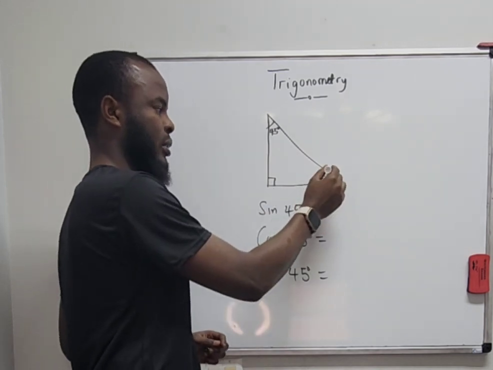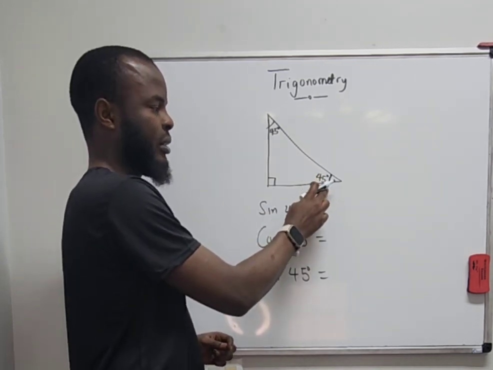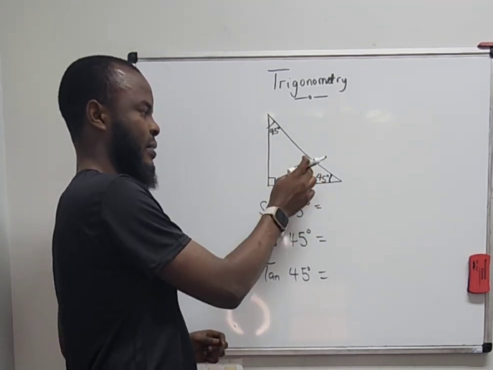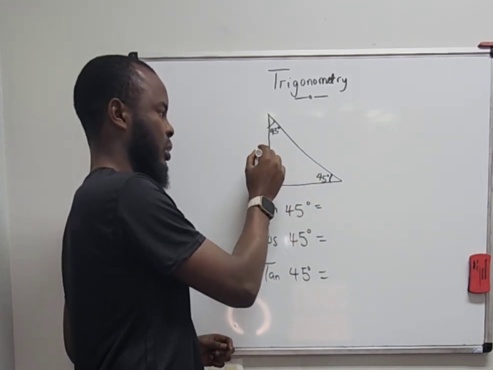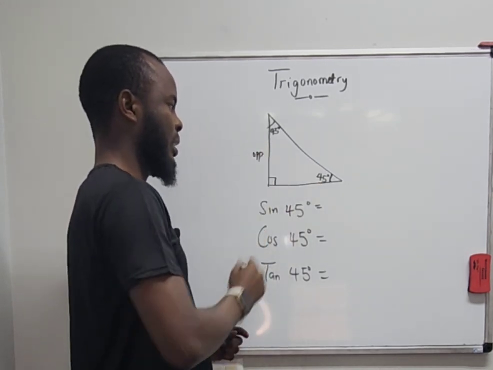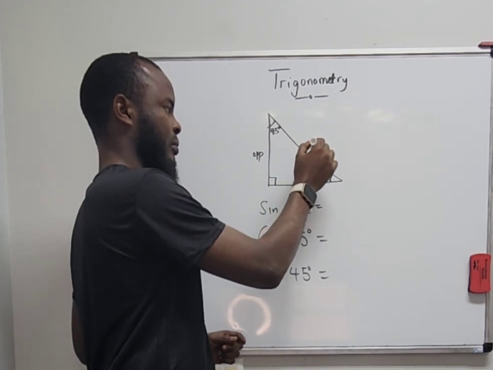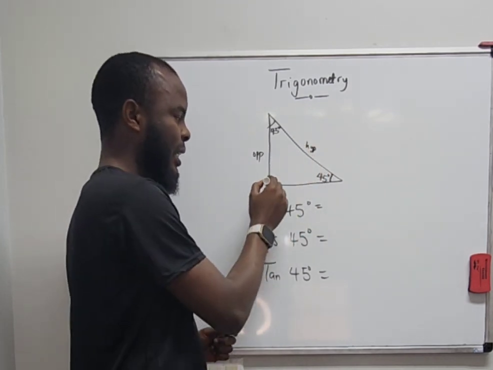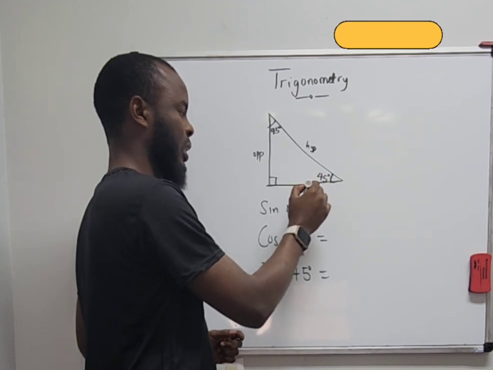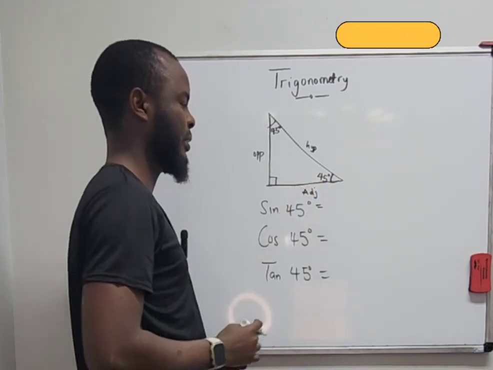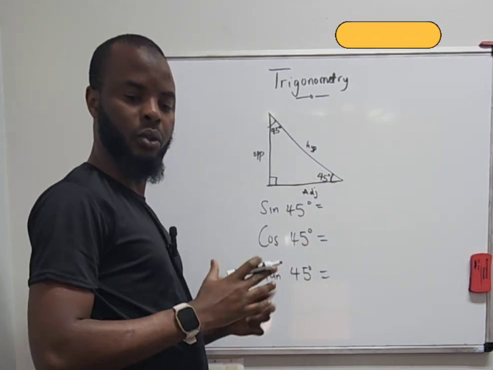Now, let's choose this. If this is our reference angle, then the side in which this angle 45 is facing is going to be the opposite. Okay? And this is our hypotenuse. And the side that has both angle 90 and the reference angle is going to be the adjacent.